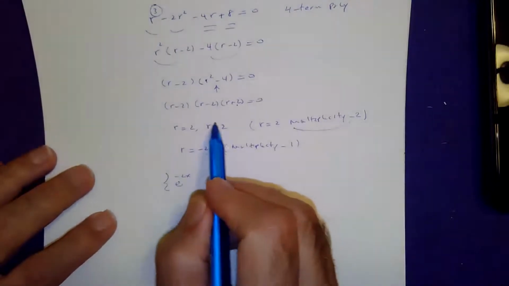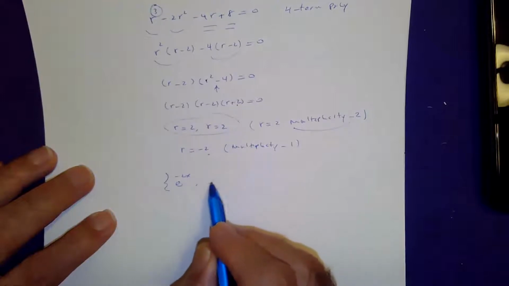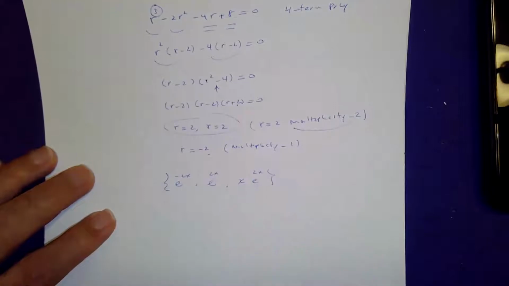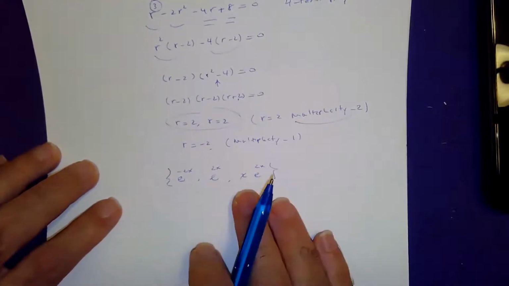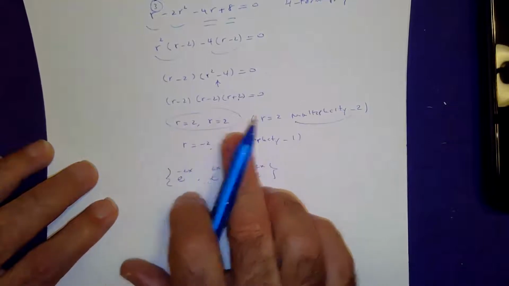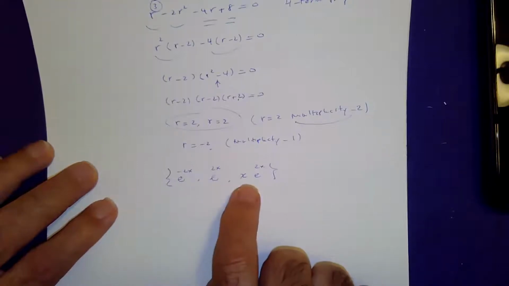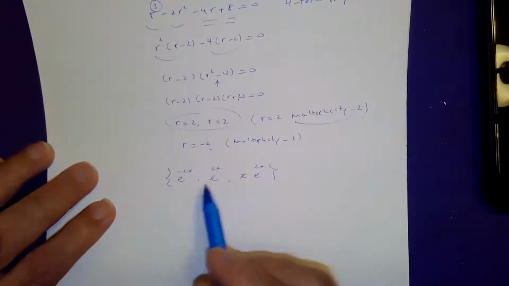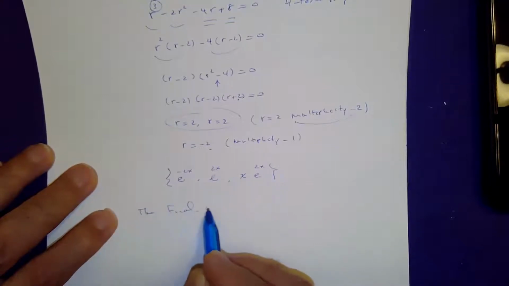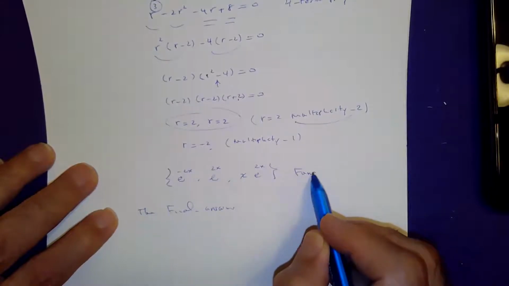So what about these? Remember, we talked about this. That's repeated. So one of them is e to the x, the other one is x e to the x. Remember, that was the deal which we saw last time. When you have real repeated roots, then you have the factor of x. But that's not the answer. The final answer is what? Rain or shine. These are called fundamental solutions.